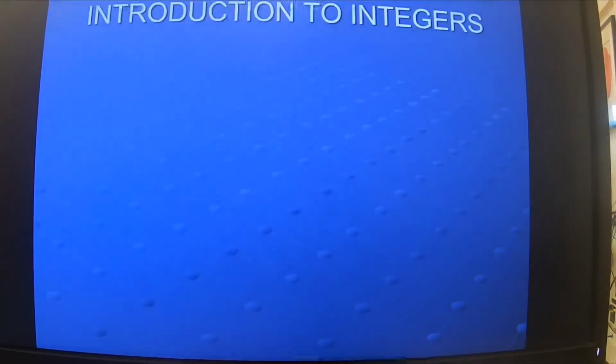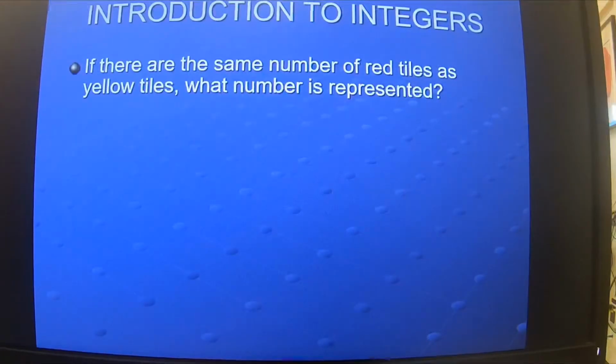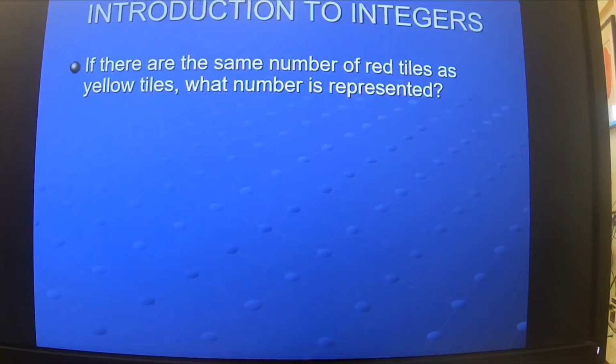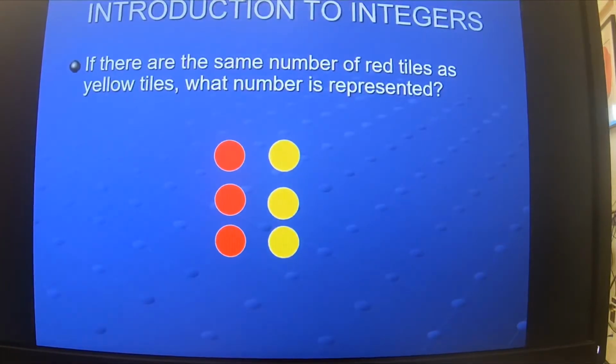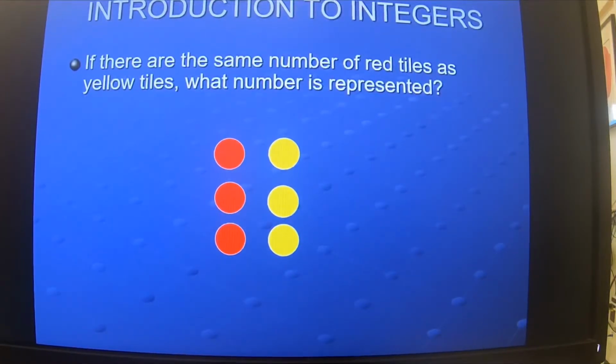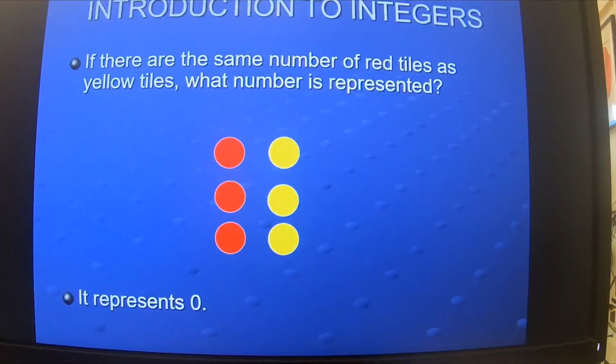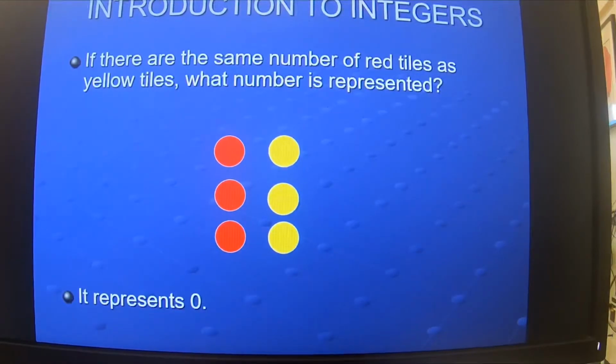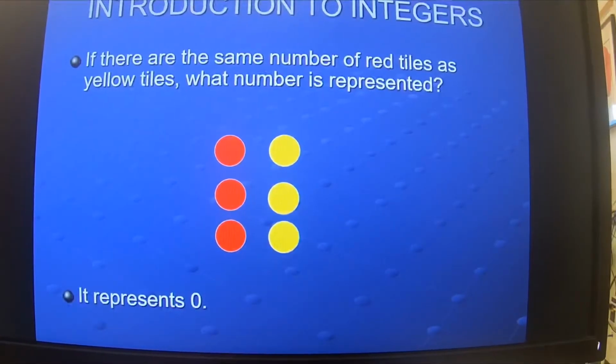Now, if there are the same number of red tiles as yellow tiles, what number is represented? So if there was, for example, the same number of tiles, like this, we had 3 negative tiles and 3 positive tiles, what number do you think would be represented? Now, of course, you could pause and think about it for a second, or if you already know, the answer is 0. So if we have the same number of positive and negative tiles, the number you have equals 0.